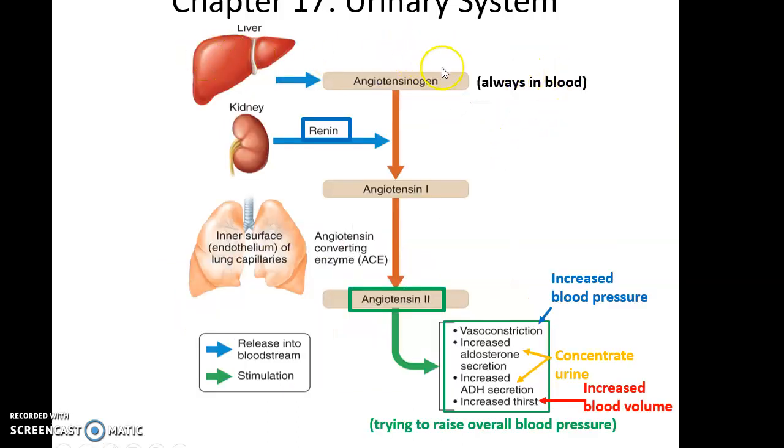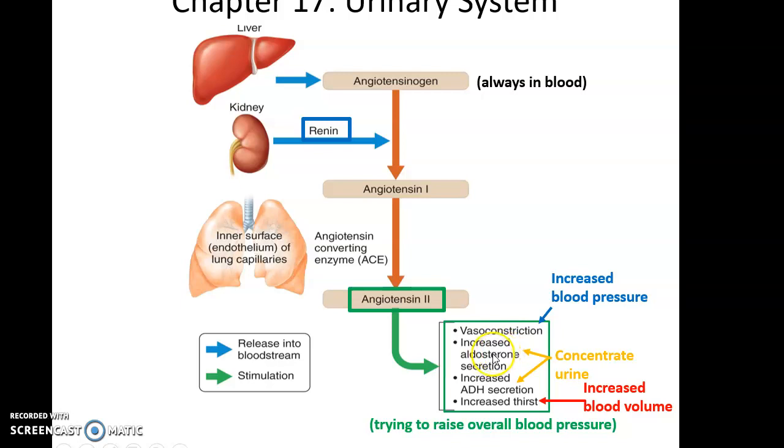So basically, we have in the bloodstream this precursor, angiotensinogen. You don't need to remember that name, but it's always in the bloodstream. When the kidneys are detecting low blood pressure, low blood volume, they will release the hormone renin, which leads to angiotensinogen becoming angiotensin II, which is what we consider the important hormone. That then does a variety of things, vasoconstriction of the efferent arteriole, which is increasing the blood pressure in the body in general, but also in the kidneys so that we have proper filtration.